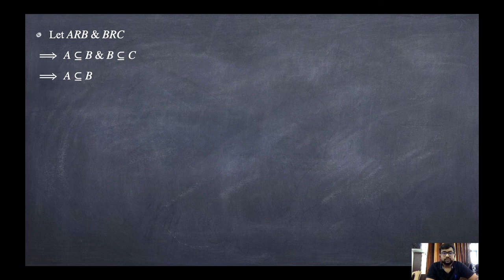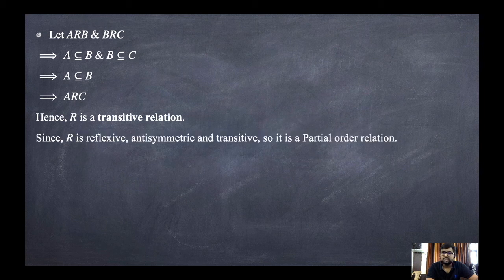And the last one, for the transitivity, just take three elements A, B, C, any three elements from the power set of S. So that means A is a subset of B and B is a subset of C. So we can clearly say that A is a subset of C. So hence R is a transitive relation. So since it is reflexive, antisymmetric, and transitive, it is a partial order relation.